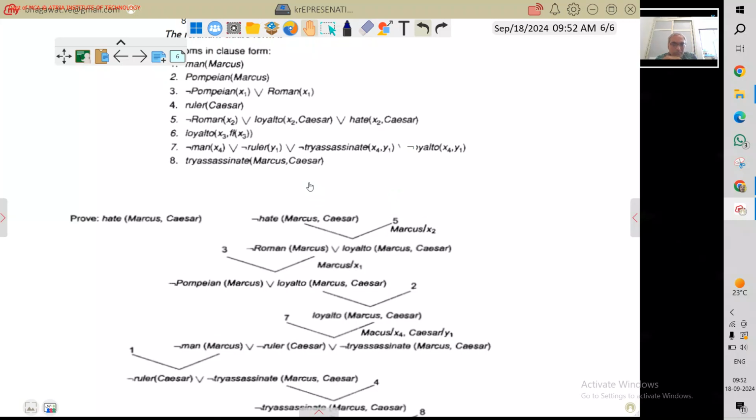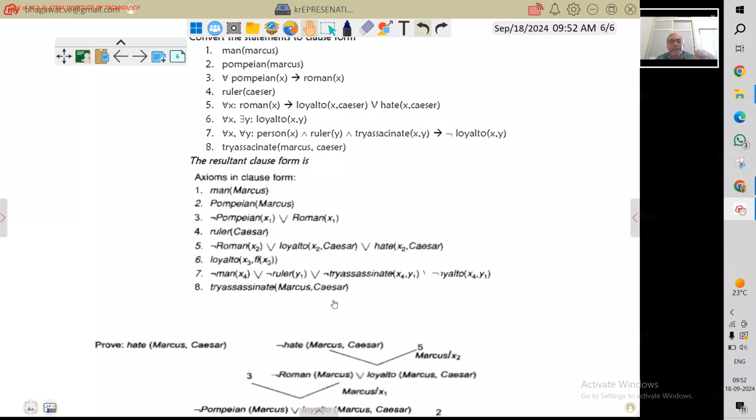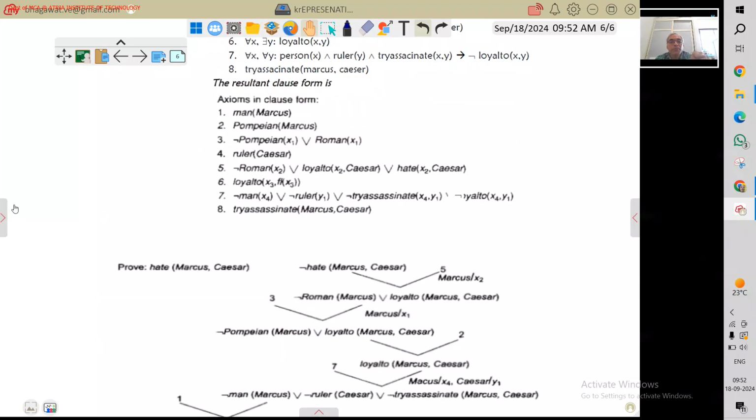Now we will try to understand this particular example. Some facts are already given which have been represented in FOPL. Now we are going to convert them into clause form. These are all the statements already converted into clause form. Now what we are supposed to do is prove that Marcus hates Caesar. So you need to prove this statement: Marcus hates Caesar.